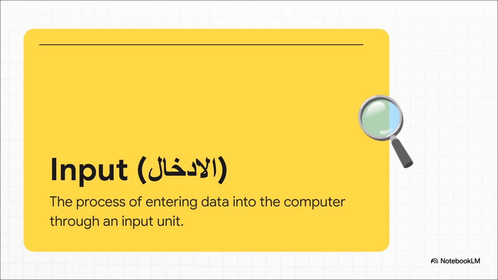Now, at this stage, what we're entering is just raw data. A really good way to think about it is like ingredients before you start cooking. We're just feeding the computer the basic, unstructured stuff. The letters you're typing, the sound of your voice, a click of the mouse. It's all just waiting for some context.